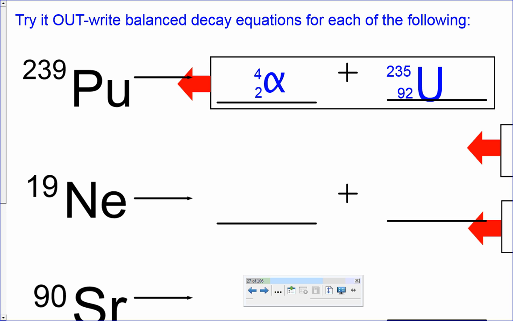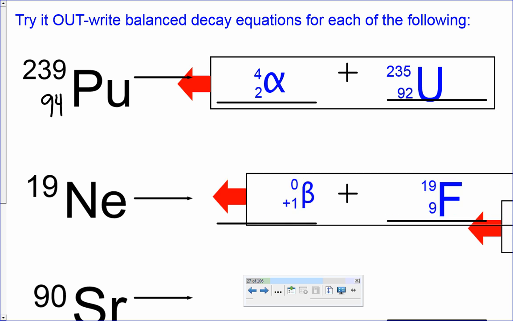The answer for the first one, which is an alpha decay, we have an initial starting isotope of plutonium. Plutonium's atomic number is 94. This is giving away an alpha particle, so we go from 239, we lose 4, we end up at 235. 94, we're losing 2 protons from our atomic number, we're ending up at element number 92, which is uranium.